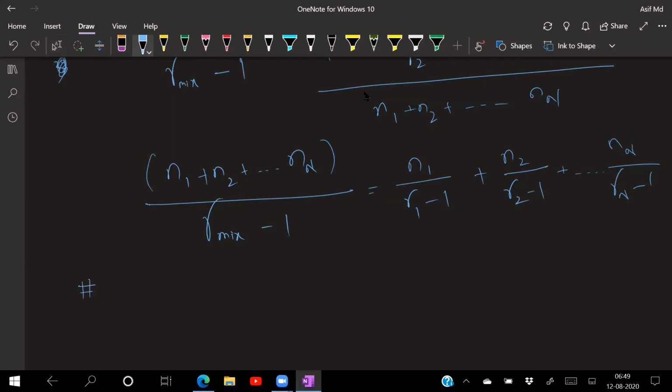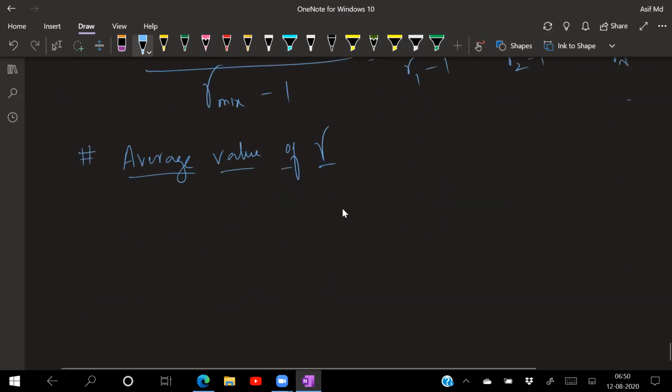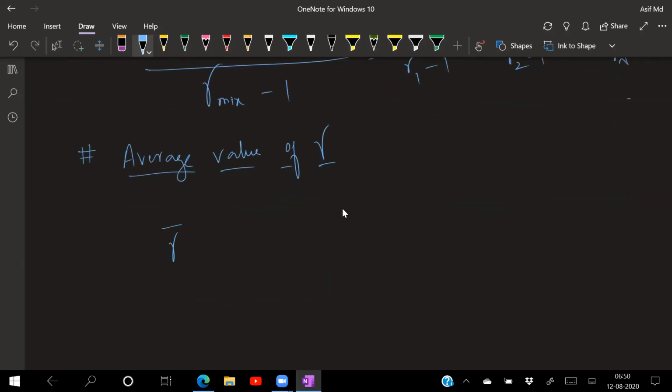This one you see. Average value of gamma. How do you write the value of average gamma? I'll represent it by a bar. Whenever I write this, that means it is an average. So this will become Cp bar divided by Cv bar.